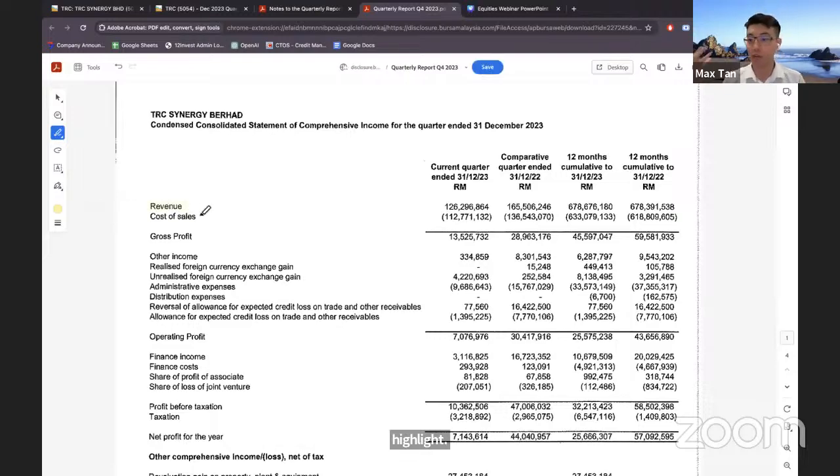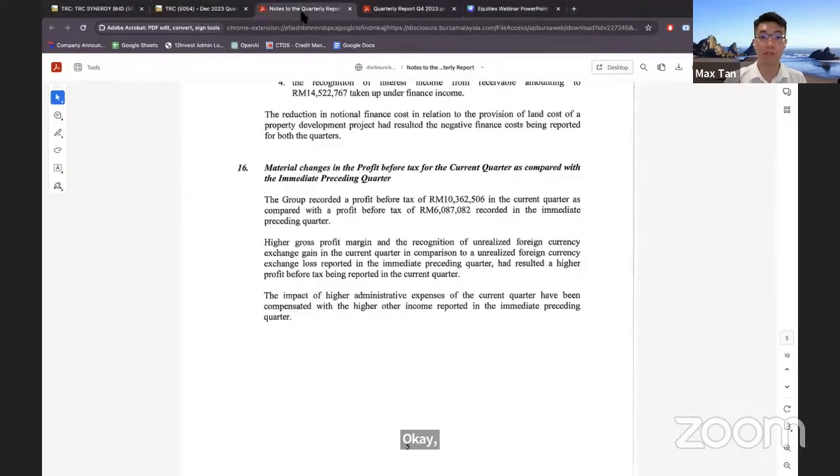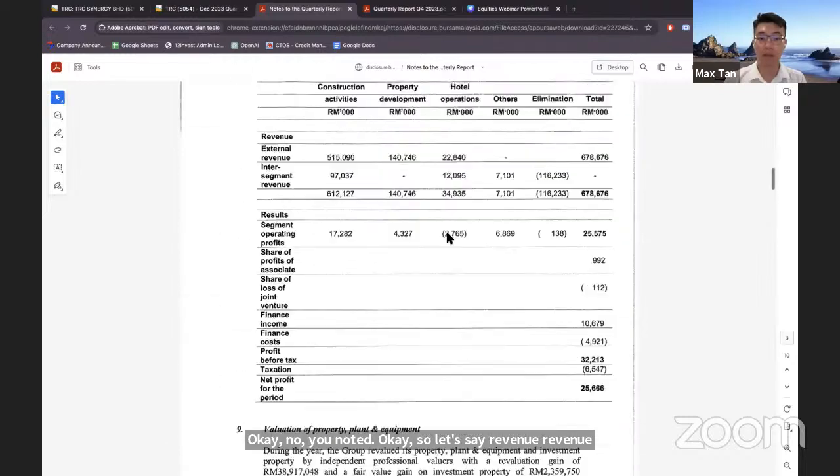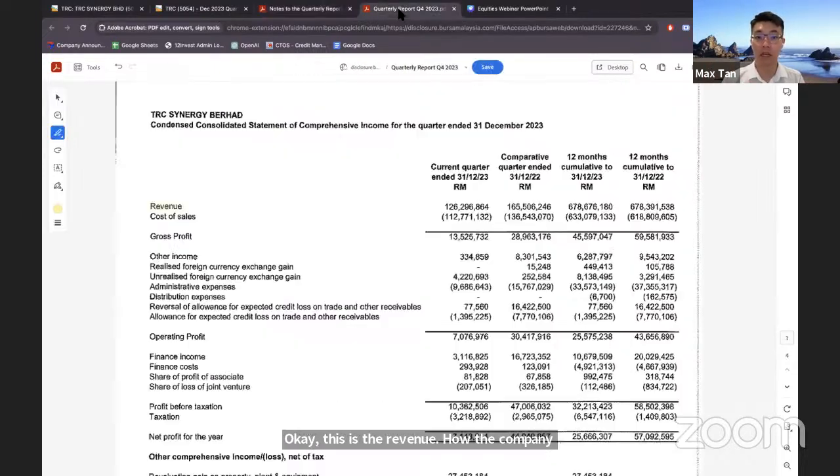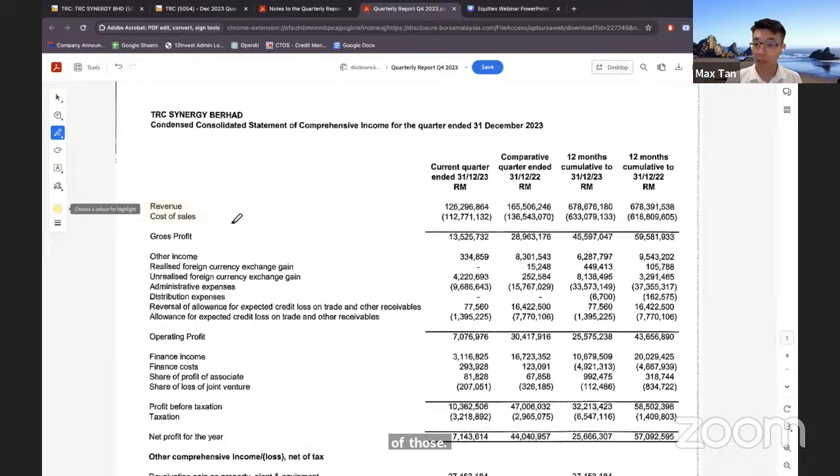Okay, so let's say revenue. Revenue is very straightforward from what you see just now. Okay, over here, this is the revenue, how the company generates the income. I'm not going to repeat this part. And cost of sales. So what is the cost of sales of a construction company? Labor, raw material, financing costs, and mainly it is raw material and labor for construction companies.